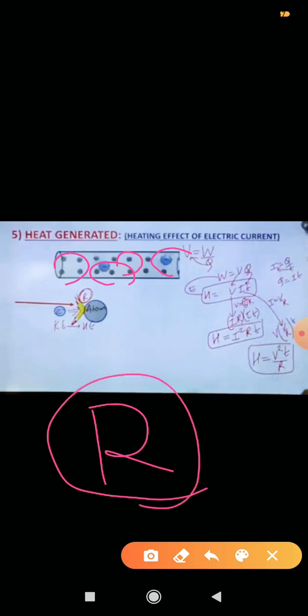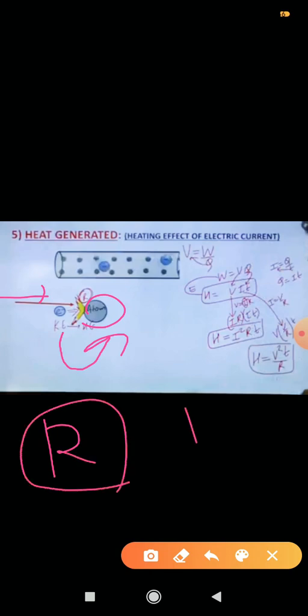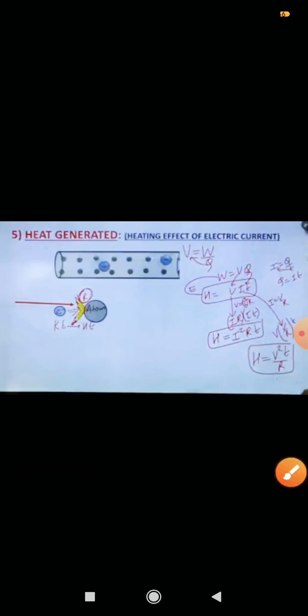Due to resistance, what is formed? Heat is generated. Heat is formed because the electrons have kinetic energy. When they collide with the atoms and different particles in the wire, the kinetic energy is converted into heat energy. This is called the heat generated by the electric current. So due to the concept of resistance, when resistance occurs, collision occurs in the wire, and heat energy is formed by the electrons when they collide with other particles and atoms.